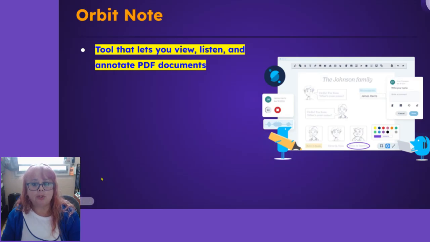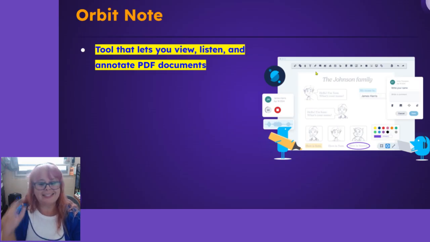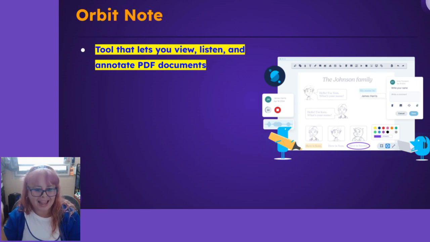OrbitNote is a tool that lets you view, listen, and annotate PDF documents. So basically, you could bring a document in, you could record stuff, you could use talk and type, you could listen to the text, you could ink it, you could write math with Equatio, you could do all kinds of fun things with PDF documents.